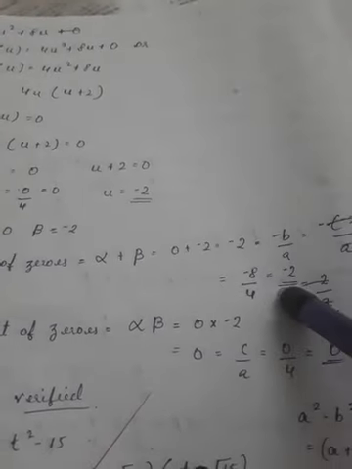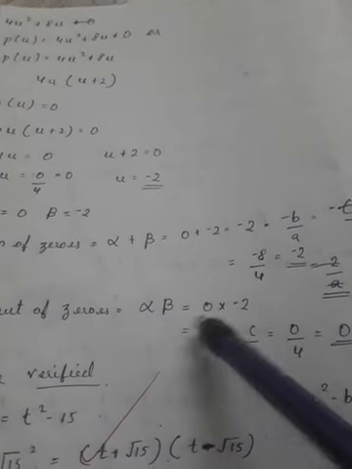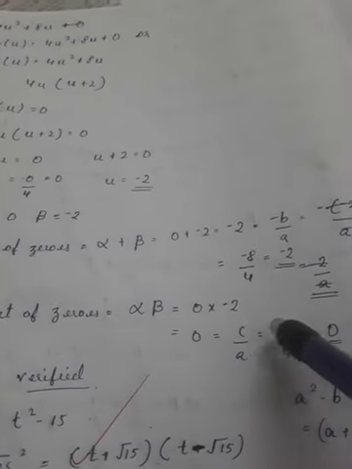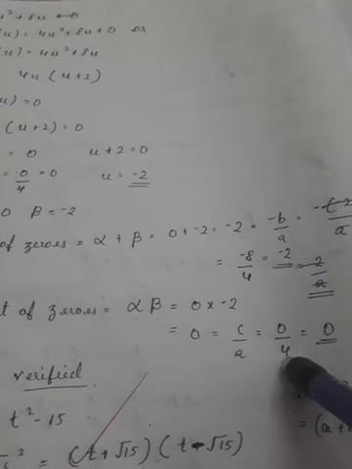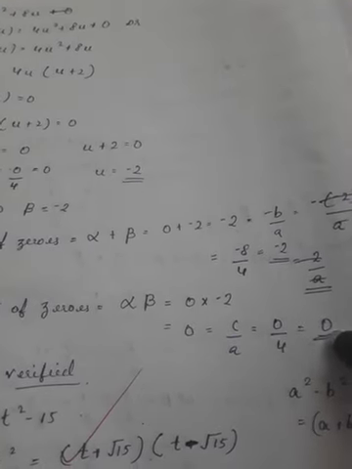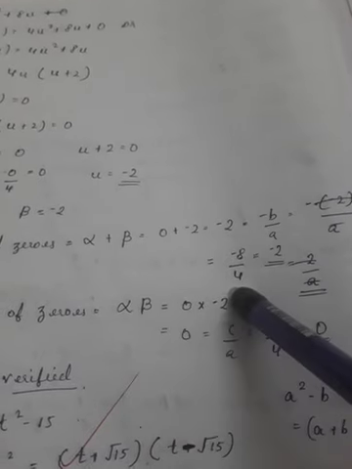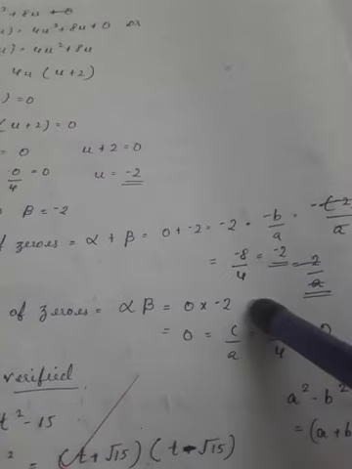So negative 2. So here sum of zeros and negative b by a are same. So it is verified. Then product of zeros, alpha beta equal 0 into negative 2, that is 0. Then c by a, there is no constant, so 0. Coefficient of squared term is 4, so 0 by 4 equals 0. Here these two are same. So in this question it is verified the relation between the zeros and the coefficients of the polynomial.